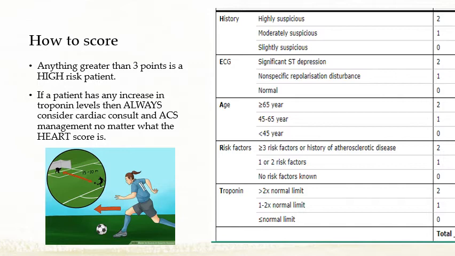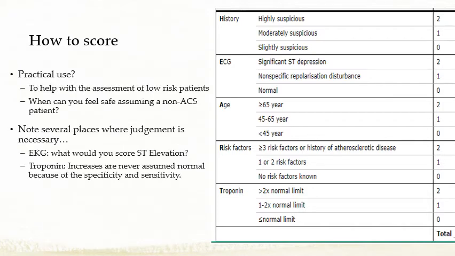Anything greater than 3 points, you're going to assume it's an ACS and go for it. You can see EKGs and troponins are included on this too. So the practical use for this, again, it's not for the high-risk patients. Those are easy. It's to help with the assessment of low-risk patients. When can you feel safe assuming a non-acute coronary syndrome patient?